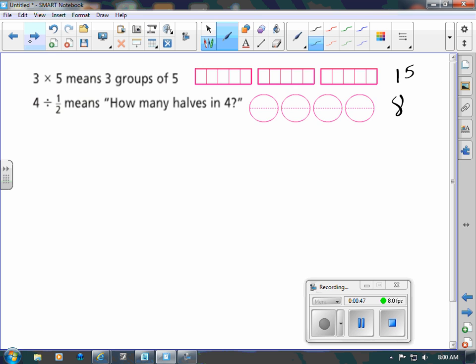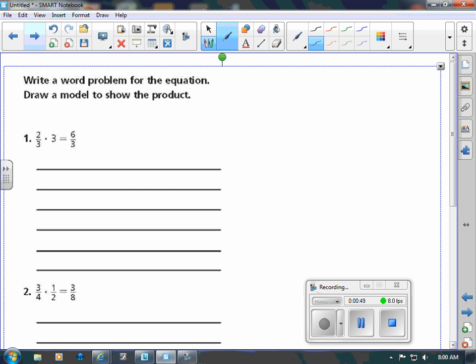Okay? So now we're going to actually just apply that kind of information to some story problems here. We're going to draw the pictures to answer these and write a story.